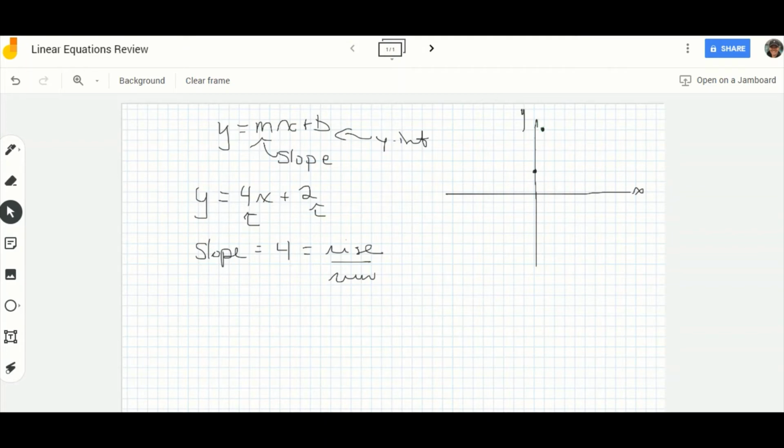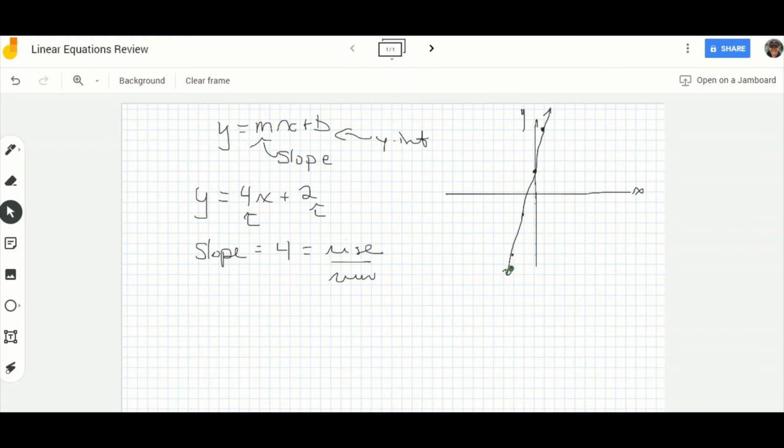And I can do the same thing here. I'll go down this time, 1, 2, 3, 4, and over 1 for the next point, and 1, 2, 3, 4, and over 1 for the next point after that. So if I connect all these dots, we can see that this creates a straight line. Now this line keeps going in both directions.